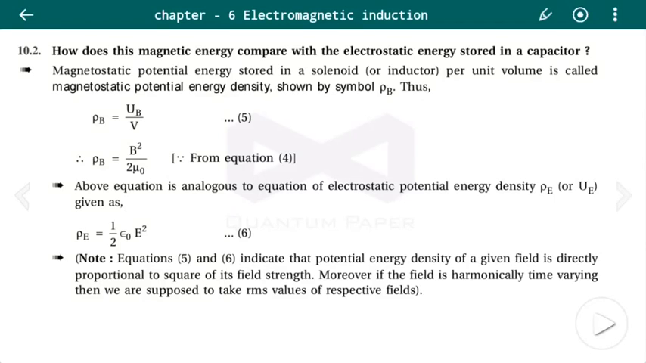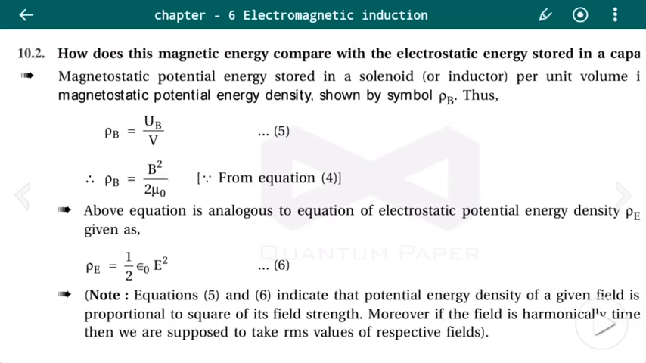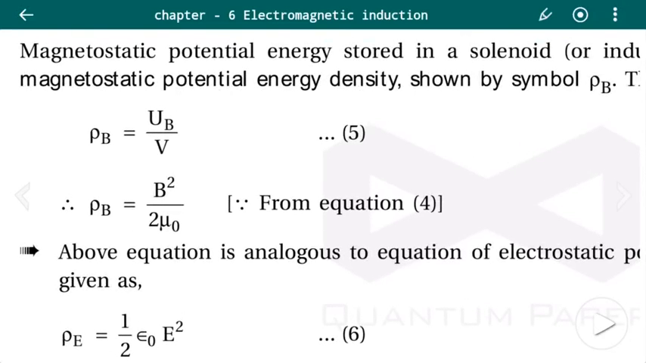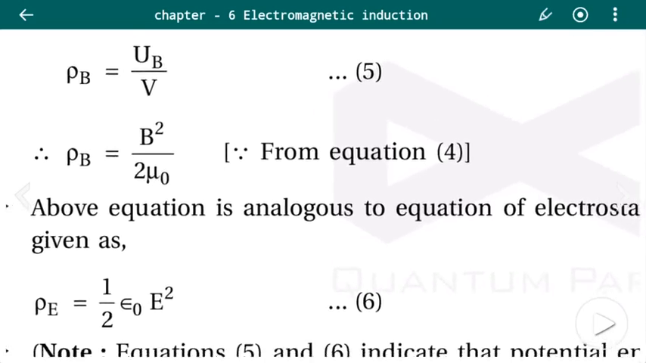How does this magnetic energy compare with the electrostatic energy stored in a capacitor? Magnetostatic potential energy stored in a solenoid per unit volume is called the magnetostatic potential energy density. Its symbol is rho B. So the potential energy per unit volume gives the potential energy density. So for magnetic field it is rho B equals UB upon V. And writing the equation of UB, we get rho B equals B square upon 2 mu 0.